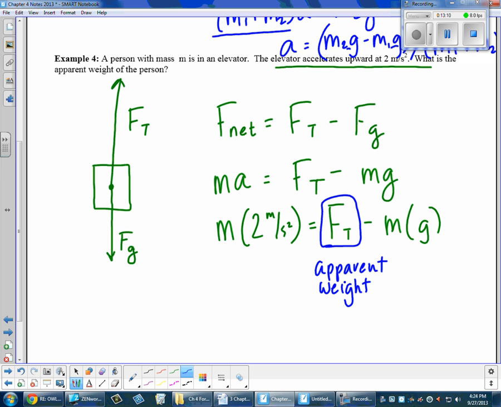And to do that, I would add mg to both sides. So I would end up with 2m plus mg equals Ft. And what you'll see here is if mg is the weight of the person, they feel heavier than that when they're accelerating upward in an elevator. Maybe you've had that experience yourself.